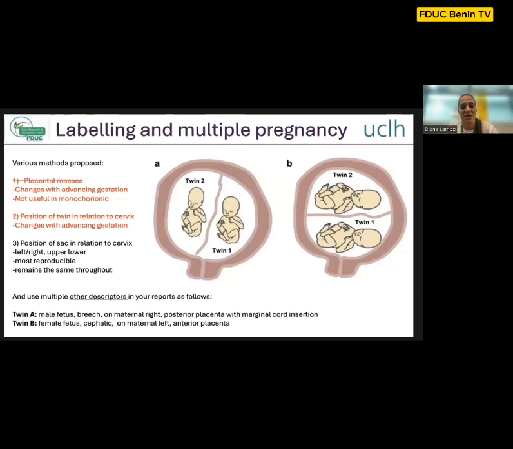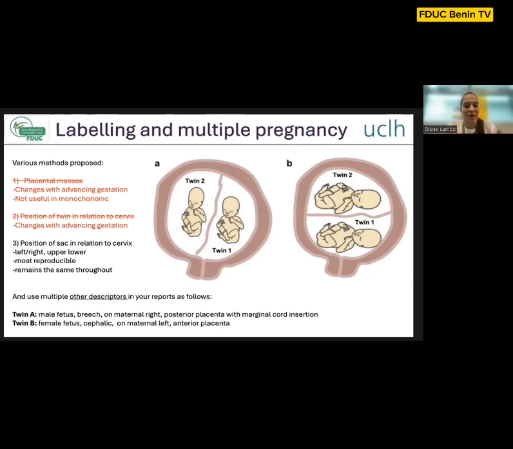And this is really in the earlier gestation, before sort of 16 weeks, where you're able to do this most accurately. And based on the position of the sac, we determine which twin is right, which twin is left, or where the intertwin membrane is lying horizontally across, which twin is lower, which twin is upper. And this is the most reproducible because the position of the gestational sac in relation to the cervix remains the same throughout the pregnancy, unlike the position of the placenta, unlike the position of the baby itself.